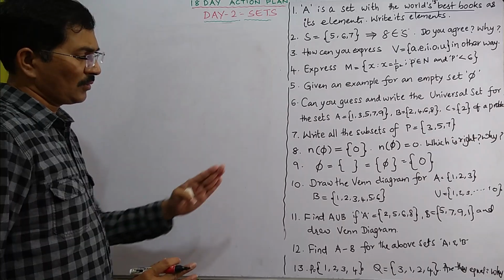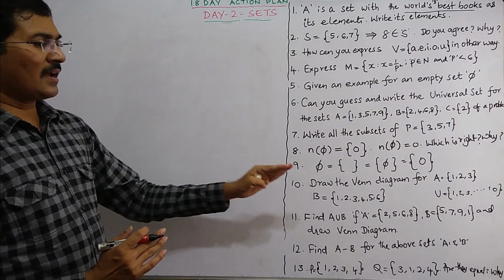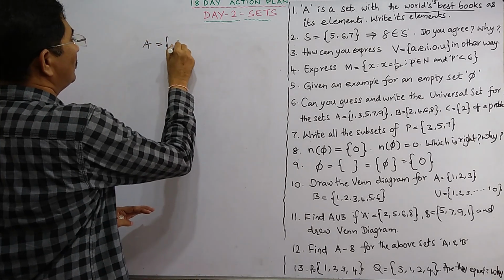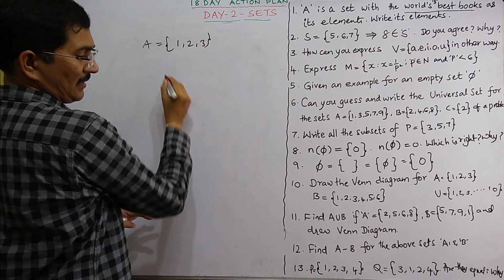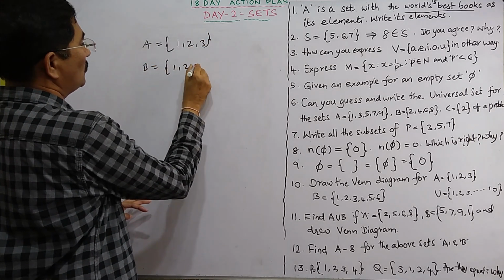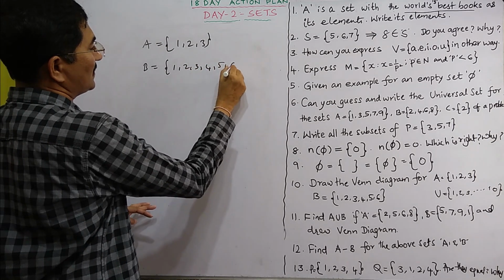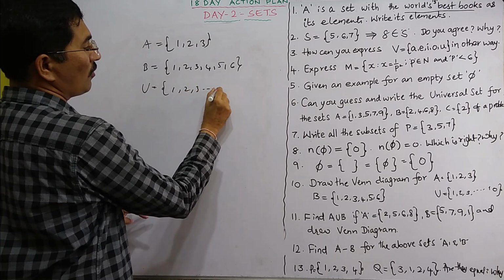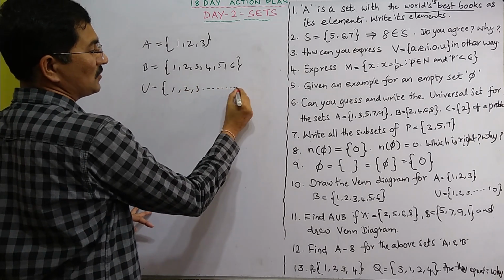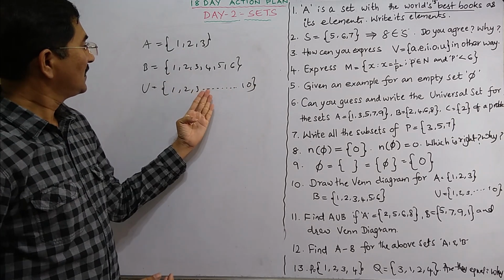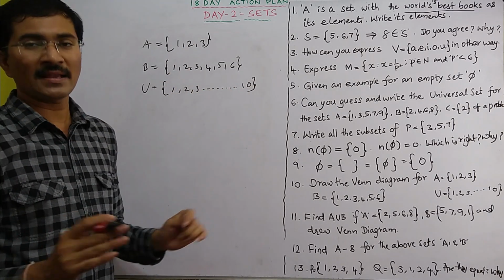Good luck. Coming to the 10th problem now. Draw the Venn diagram for A is equal to {1, 2, 3} and B is equal to {1, 2, 3, 4, 5, 6}, and U is equal to {1, 2, 3, and so on}. When you have a number of elements, you don't write them all, just put dash dash and finally write the last element. So this is given and you have to draw a Venn diagram.